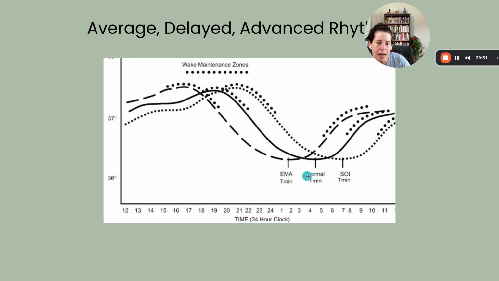And then EMA means early morning awakening. So these people are going to have early morning awakenings. They hit their temperature minimum at like 2 a.m. and then they start to come out of it. So they start waking up, I don't know, between 4 and 5, just naturally. And then they're in their wake maintenance zone from like 5 a.m. onward. SOI is sleep onset insomnia, because the delayed people are going to complain of sleep onset insomnia. So it's the same cycle, it's just pushed earlier or later, depending on what's going on.